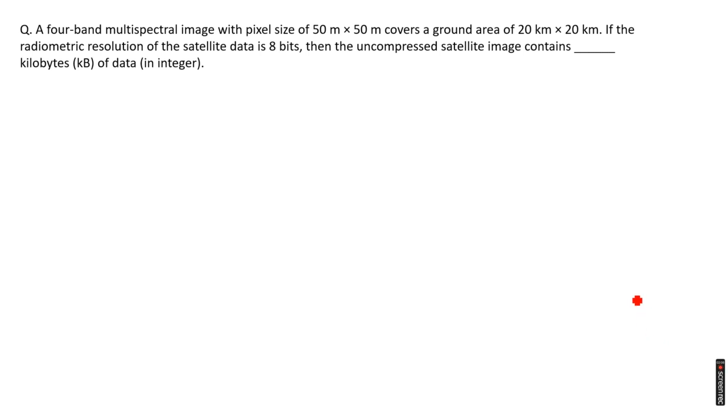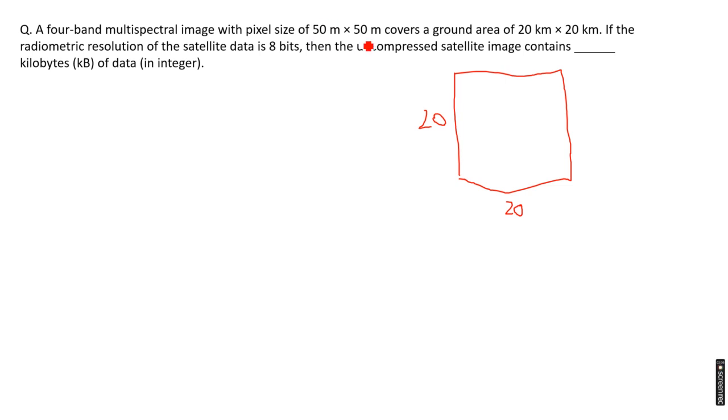So here, what we have to do is, it's given a 4-bit multispectral image, which is covering 50 meter by 50 meter. So the size of one pixel is 50 by 50 meter. And that image is covering an area of 20 by 20 kilometer. So if we take the image, then the area of this image will be 20 kilometer by 20 kilometer. First of all, we will find the area of the image, which will become 20 into 20, so it will become 400 kilometer square.